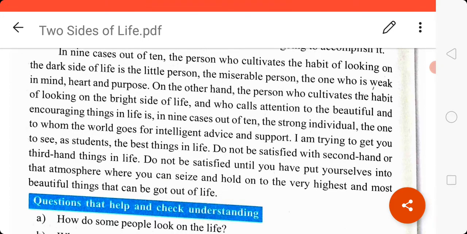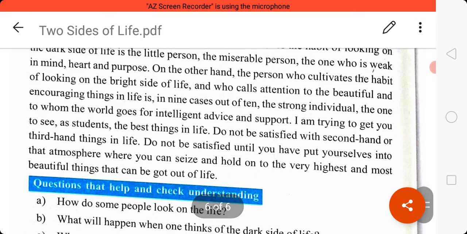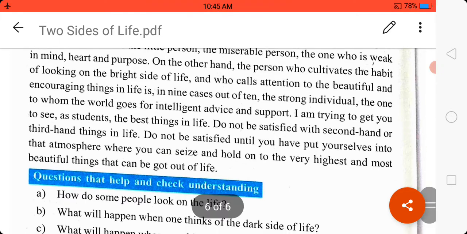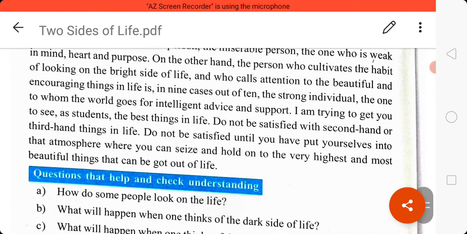On the other hand, the person who cultivates the habit of looking on the bright side of life and who calls attention unto the beautiful and encouraging things in life is, in 9 cases out of 10, the strong individual, the one to whom the world goes for intelligent advice and support. So here also he is telling that out of 10, 9 people who see the brighter side of life are strong in the mind. So they think that the world goes for intelligent advice and support.